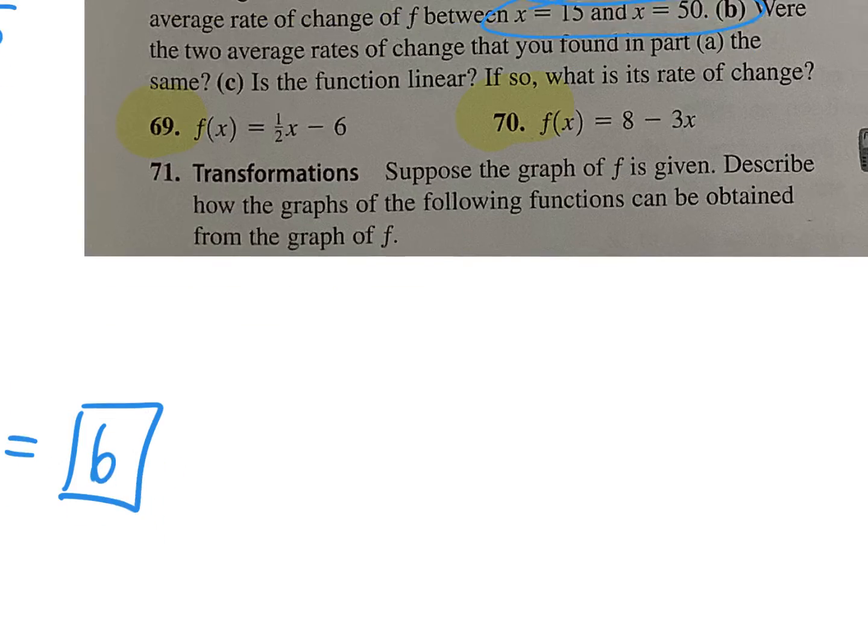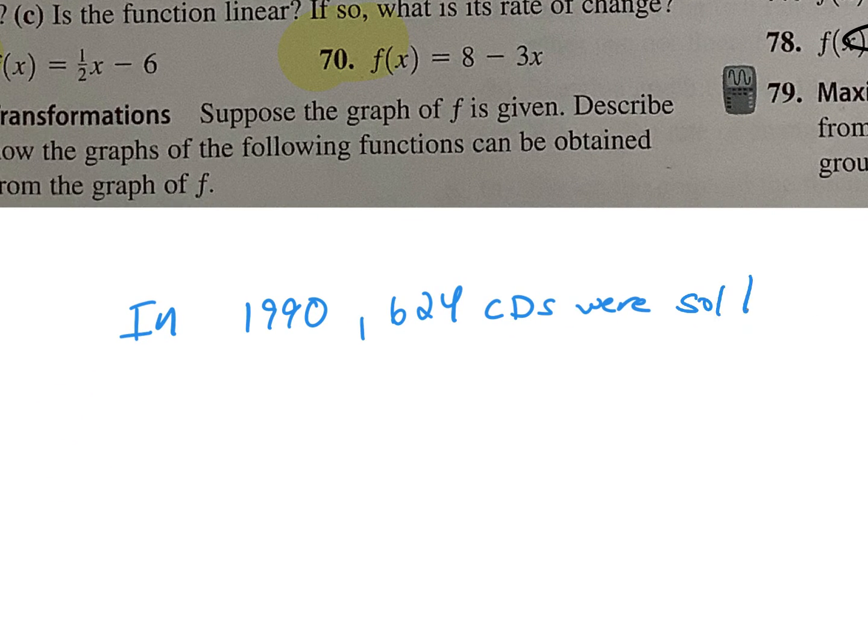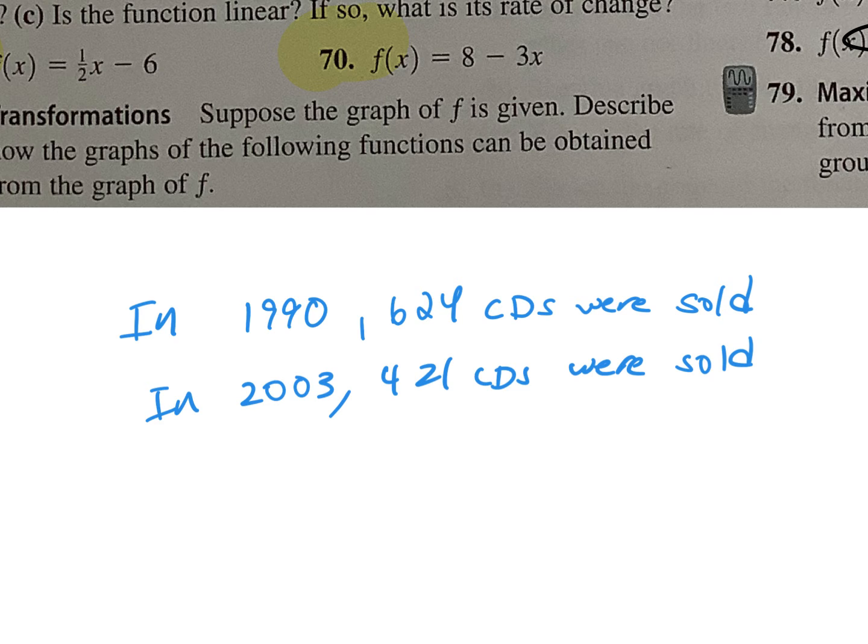If you had a question and it said, in 1990, 624 CDs were sold. Okay? You guys got that? Yes. And then in 2003, 421 CDs were sold. I mean, obviously that's ridiculous that there was only that amount sold in one whole year, but just whatever. All right, and they said, what's the average rate of change between 1990 and 2003? Well, how in the world would you figure that out?